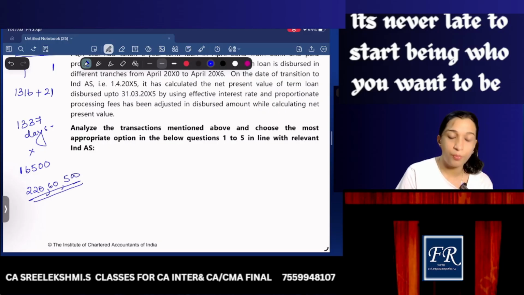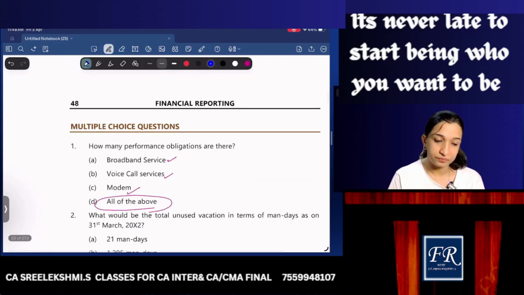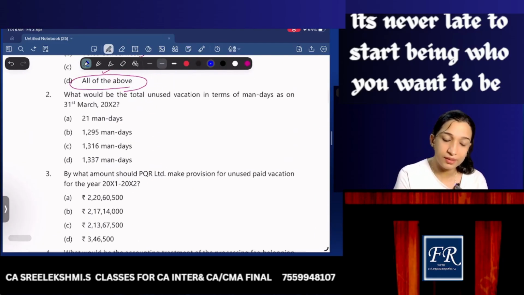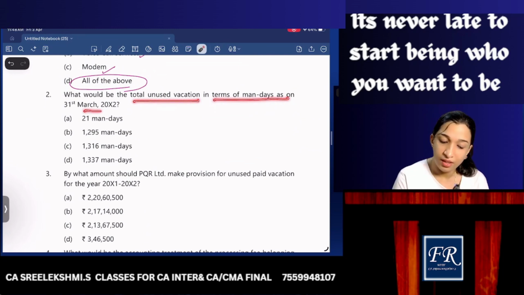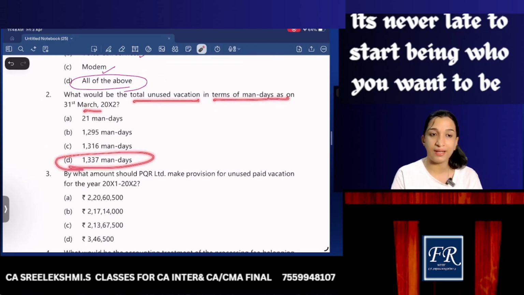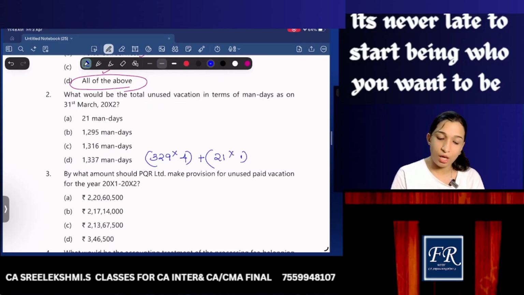2,20,60,500 is the provision to be created. Okay. Question number 2: what would be the unused vacation in terms of man days? We computed 1337 days. For 329 employees, 4 days, and for 21 employees, 1 day. So how much is the provision?